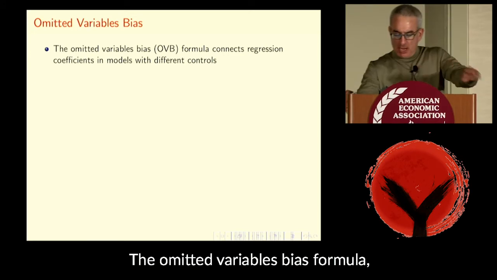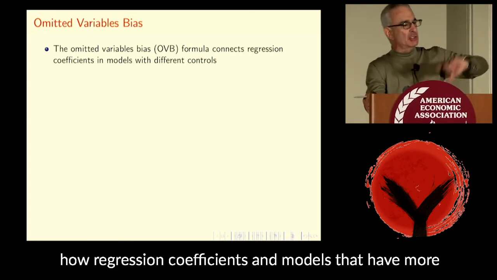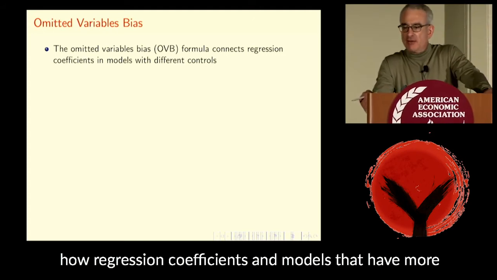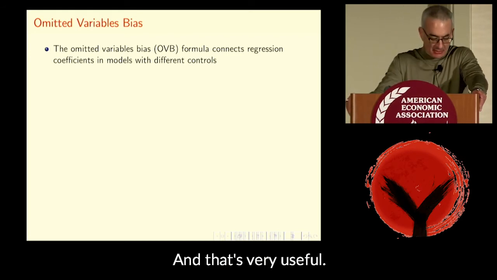The omitted variables bias formula, OVB as I like to call it, just tells us how regression coefficients in models that have more and fewer controls are related to one another. And that's very, very useful.